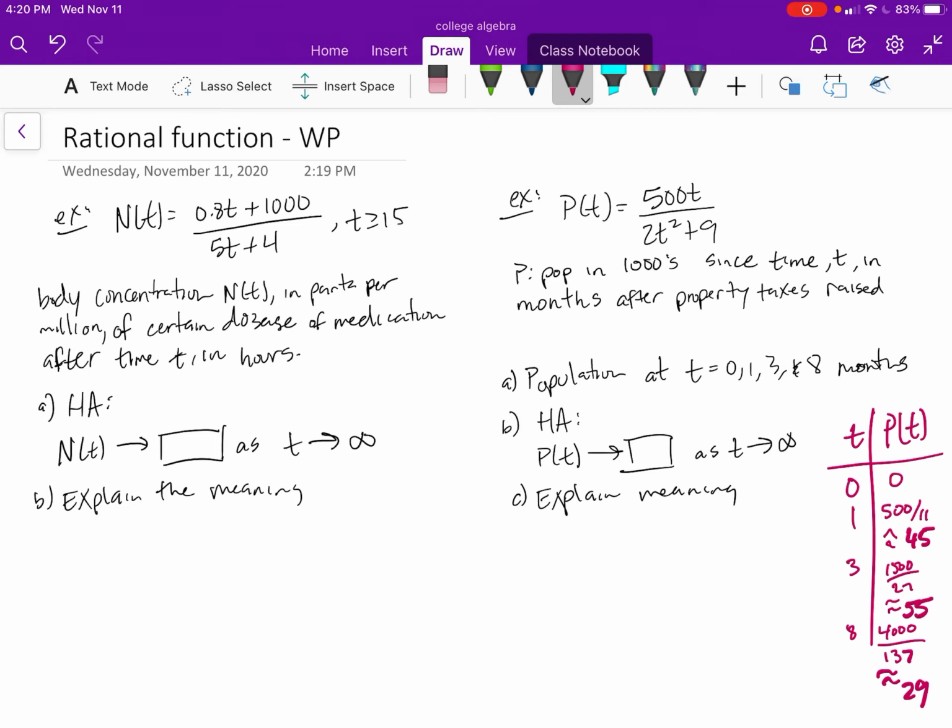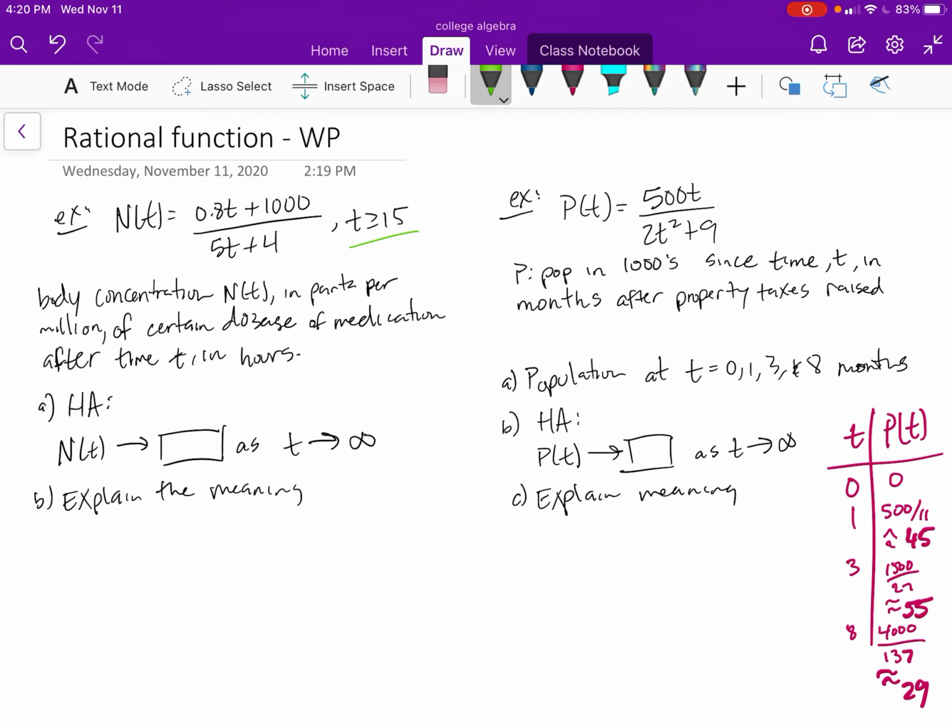All right, so this first one, we have n of t, so some function. The n of t stands for the body concentration in parts per million. So some certain dosage of medication is given, and then t hours elapse, and this function models how much is still in your body, parts per million, right? And there are often restrictions because maybe in certain parts the model doesn't fit. So this problem says t must be greater or equal to 15.